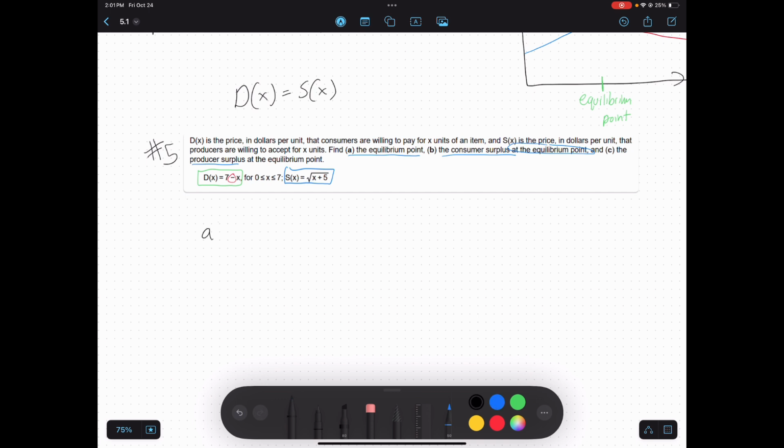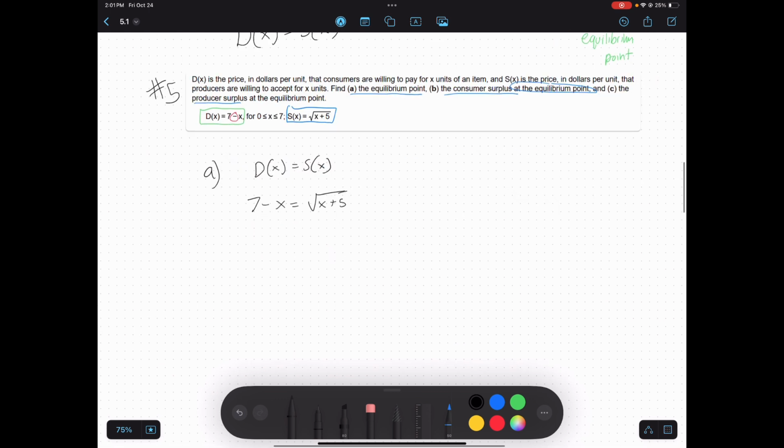So let's focus on part A. How do I find this equilibrium point? Well, I can just set these two functions equal to each other. I get 7 minus x equals square root of x plus 5. What do I do with this? One of them has a square root, one of them doesn't. Well, let's get rid of that square root. It's not very pretty.